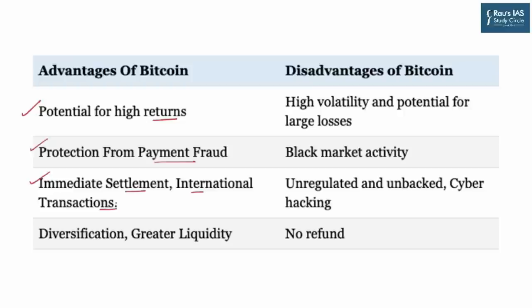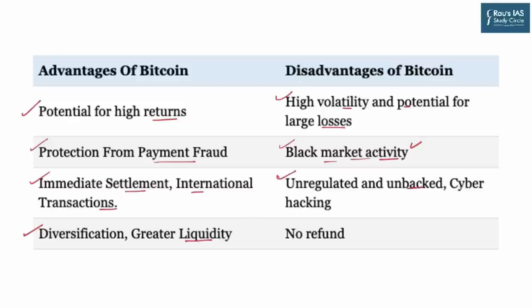The international payments become instant and easier. And it is attached to the diversification with higher liquidity. On the disadvantage side, there is high volatility and the potential of large losses, because once there is an exponential high in the returns, it may also go into the downward side and can create high losses. It is also likely that it will promote black market activity because these currencies are not regulated in India by the RBI.